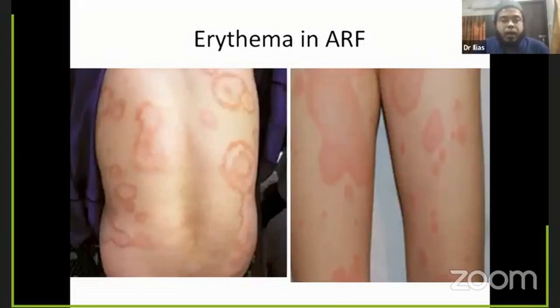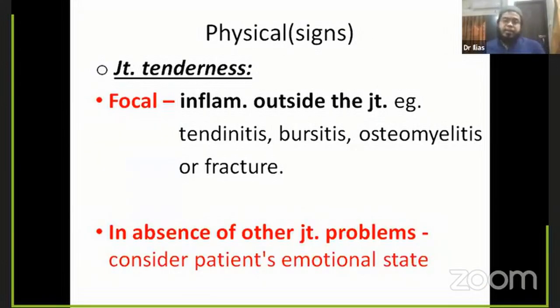Okay. And another sign is joint tenderness. If the pain is there along with the tenderness, and if this is focal tenderness, then definitely that will be involving tendinitis, bursitis or osteomyelitis. And if there is tenderness in the absence of other joint pathologies, we must think of the patient's emotional state. So at that time we might think it otherwise.